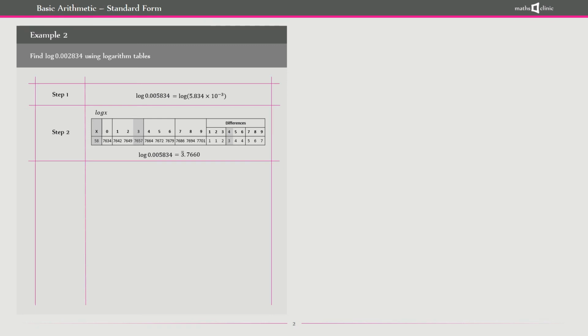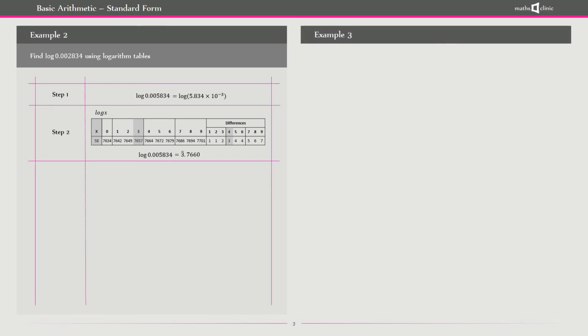The log of 0.002834 is bar 3.7660. Okay, let's do one final example.